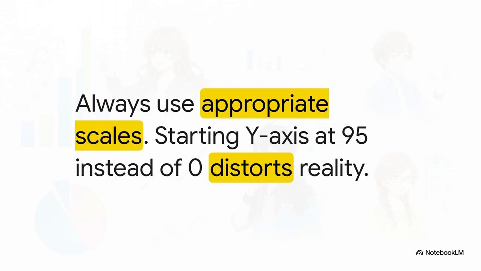Imagine your sales were 98 lakh last year and 100 lakh this year. If you start your y-axis at 95 lakh instead of 0, that relatively small 2 lakh increase is going to look like this massive exponential leap. Distorted axes, wrong scales, missing labels, they're incredibly dangerous because they actually manipulate the viewer into seeing a lie.